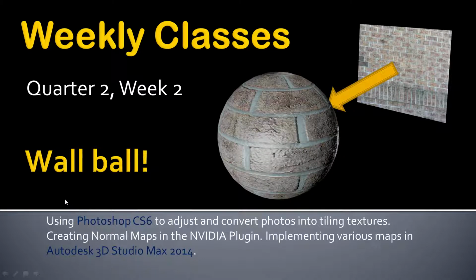Today we're going to be doing wall ball. Actually, all this week we're going to be making this wall ball. We're going to start with a texture that's not ideal. We're going to make sure it tiles by adjusting it. Then we are going to go in and double check to make sure that everything's lined up. Export it out. The next day, day 2, we're going to take that image and turn it into a normal map. The next day after that, we're going to take it into 3D Studio and then make our image look really nice. Alright, great. So let's get started.